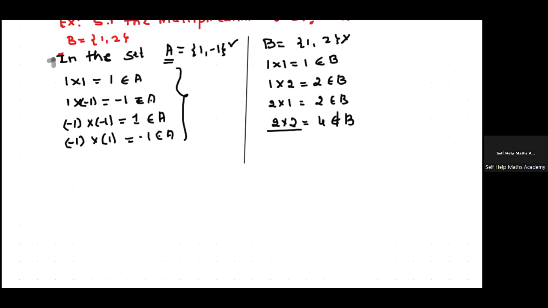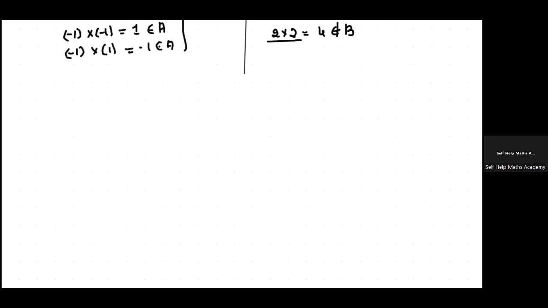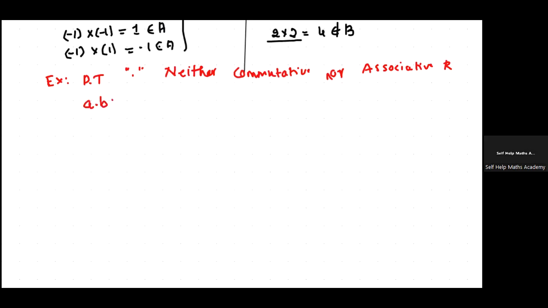Let's see another example. This says we have to prove that the dot operation is neither commutative nor associative on the set R of real numbers, which is defined as A dot B equals A plus B plus A square B. This is true for all A, B belonging to R. Okay, so let's see this example.